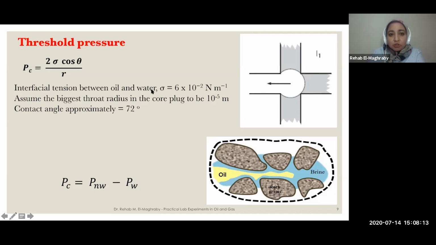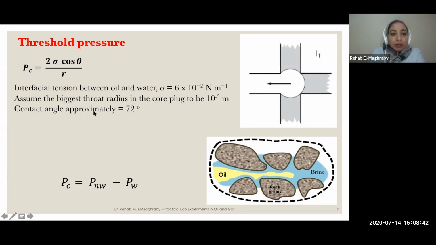For the interfacial tension of oil and water, it ranges actually from 2 to 6. So I will take 6 times 10 to the power of -2 Newton per meter. And if I assume that the biggest throat radius in the core plug or our formation is 10 to the power of -5 meters, which is 1 micron. Actually, it is large. You can find larger pores than this, but this is an average.